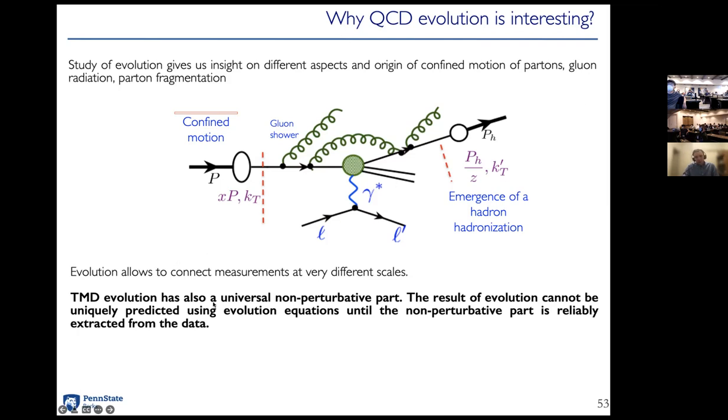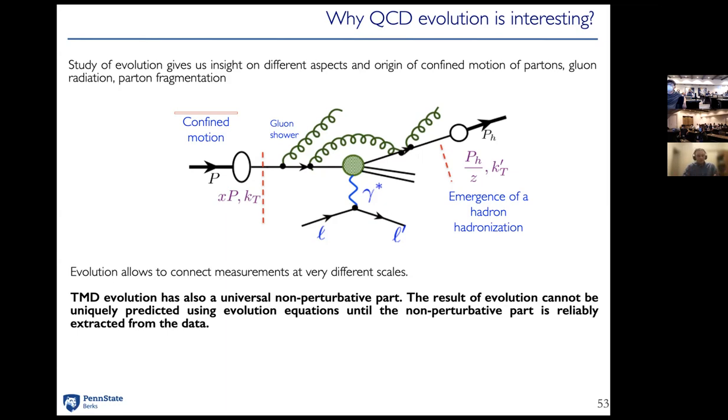And TMD evolution also has a universal non-perturbative part, and we heard about this in many talks. And it even goes beyond the usual TMD factorization. And the results of evolution as such cannot be uniquely predicted using just evolution equations until the non-perturbative part is reliably extracted from the data.